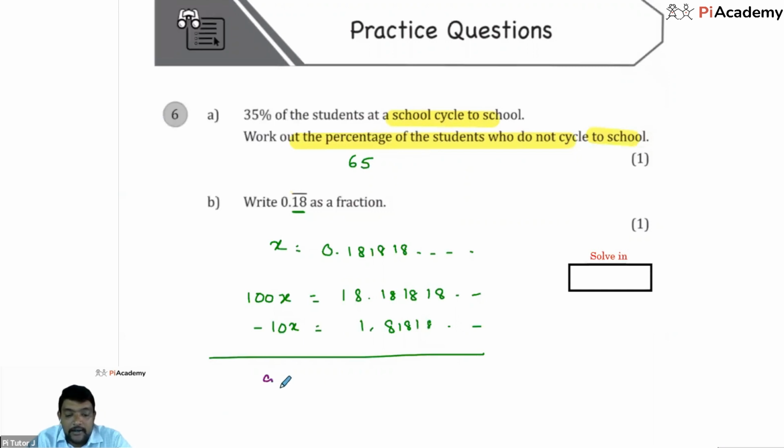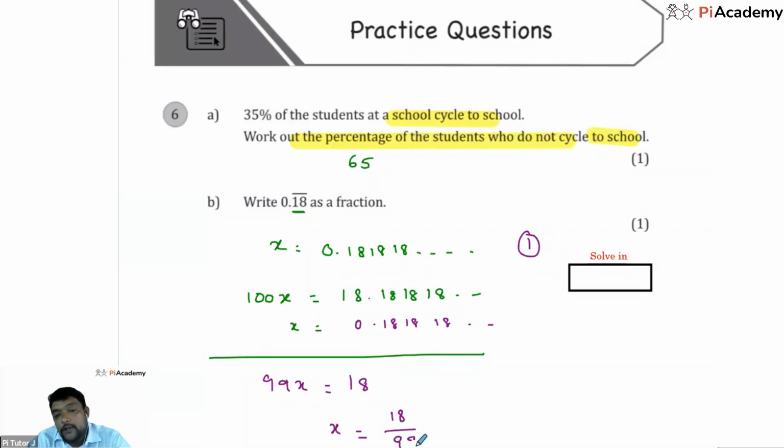Okay, so you subtract these two, you get 99x minus x, right? Minus x is equal to 1.8181 and so on. So you have 99x is equal to... it is 0.8181, not 1.8181, right? Let's take this equation 1. It is 0.18181818 and so on. So you're subtracting it. So 99x is equal to, you have 18, right? So x is equal to 18/99.